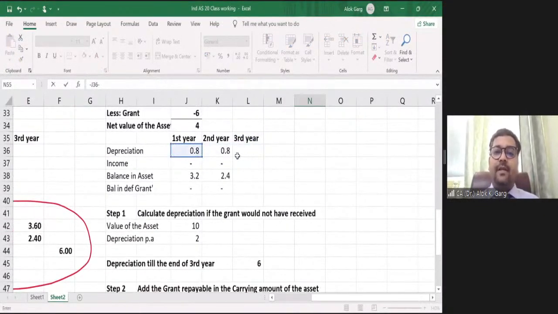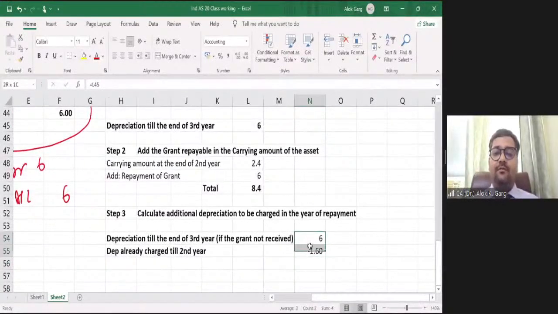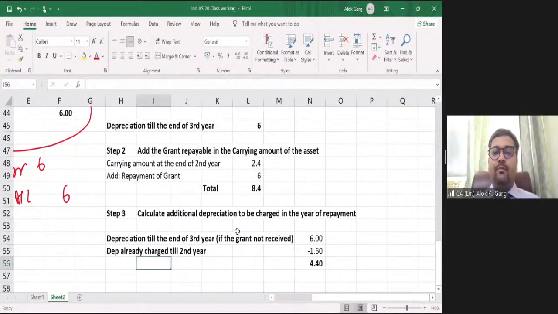Pointed in the first year, pointed in the second year. So it is 1.6. The depreciation already charged is 1.6. So how much additional depreciation are we required to charge? The additional depreciation which is required to be charged is 4.4. It is 4.4.